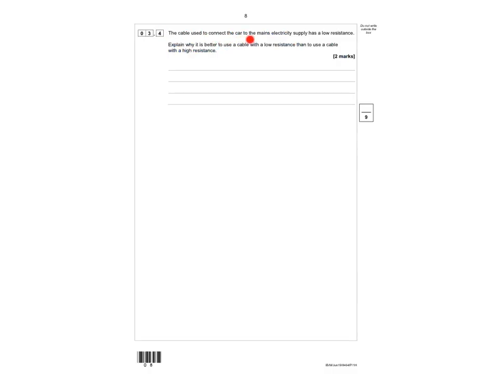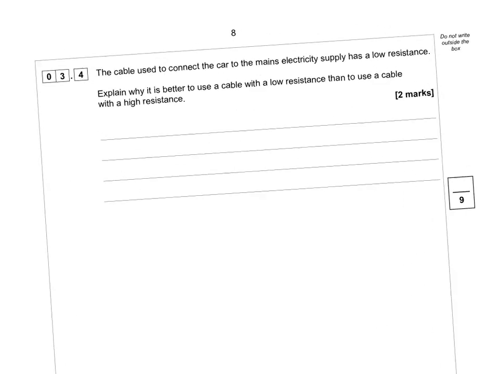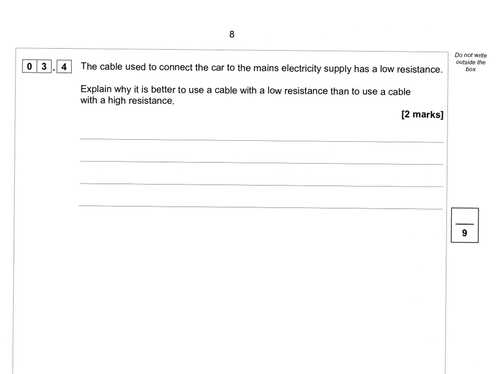Okay, the cable used to connect the car has a low resistance. Explain why it's better to use a cable with a low resistance than to use a cable with a high resistance. Okay, I think the most obvious point here is if you've got a high resistance, you're going to have a low current. I think that's fairly straightforward.